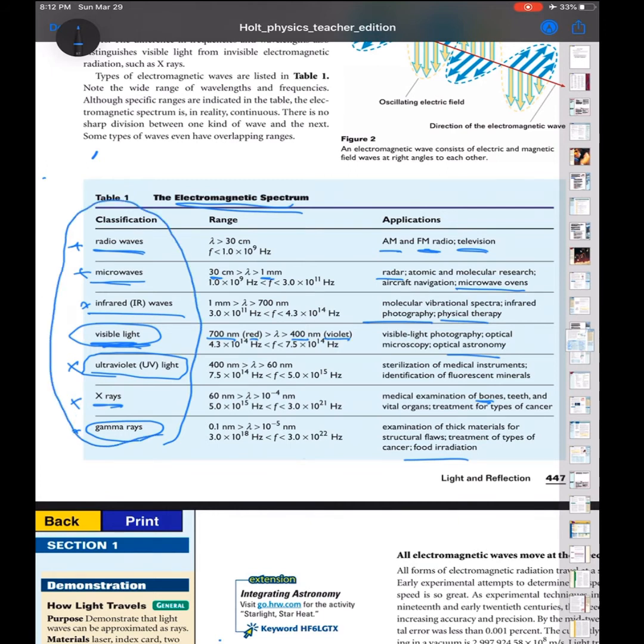What you have to know are the types of the electromagnetic waves and the applications. You don't need to know the range; I'm going to give you the range. You don't need to know the range, but you have to know the types of the waves and the applications.